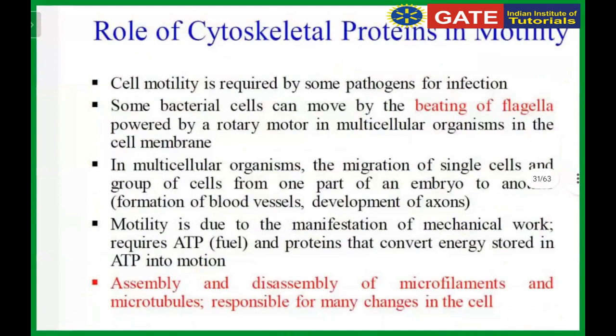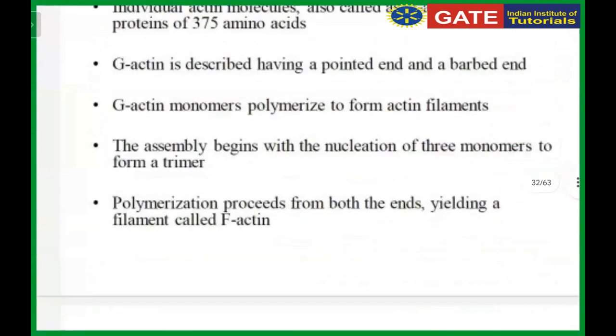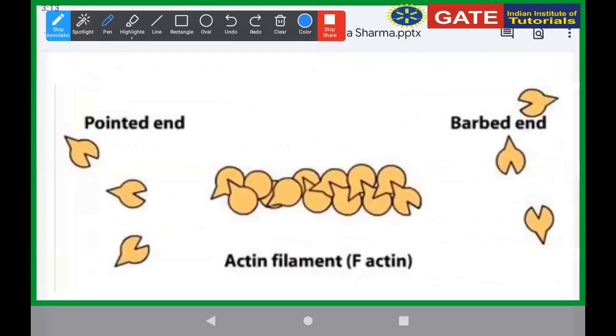So the cytoskeletal subunits undergo assembly and disassembly. For example, each subunit, like actin, has two ends: a pointed end and a barbed end. And three actin proteins always associate together with the help of energy.